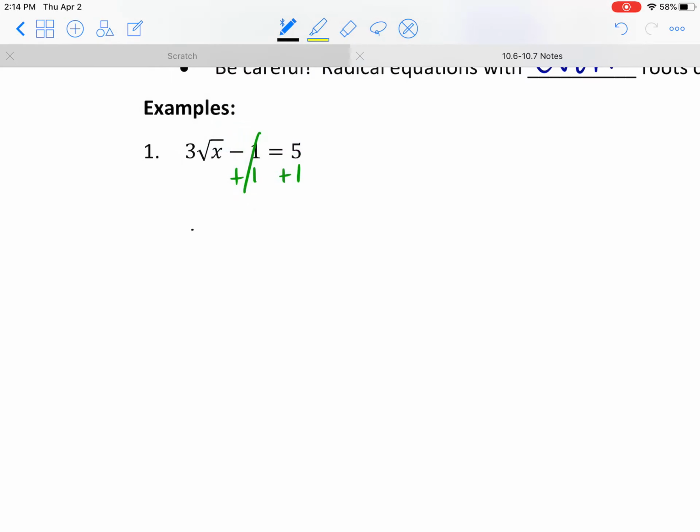So let's look at number 1. We want to get this radical by itself, that's step 1. So I'm going to start by adding 1 to both sides. So if I add 1 to both sides, that cancels.